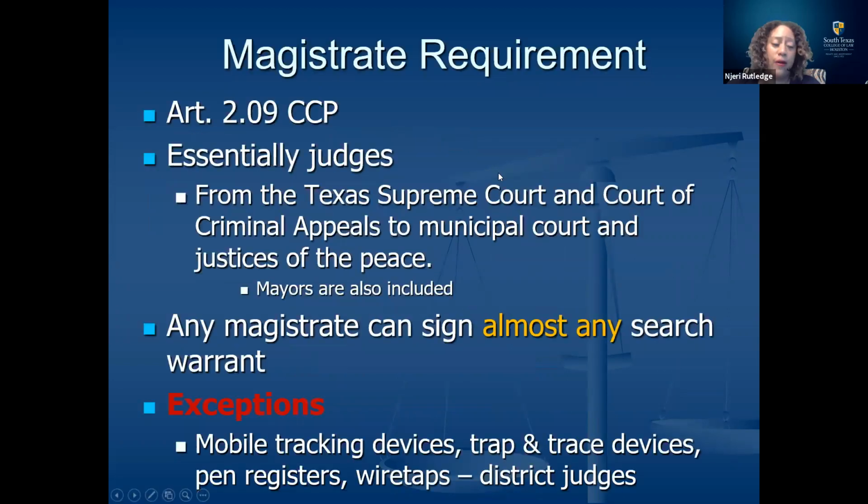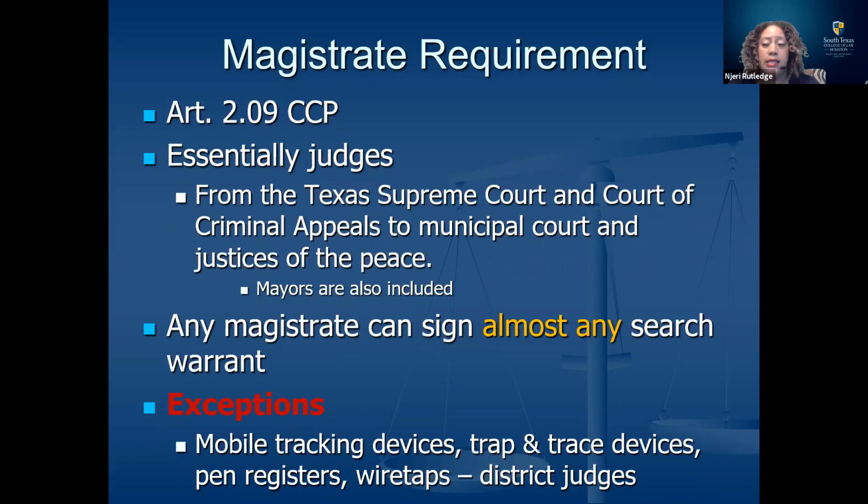Texas search warrants are covered under Article 18 of the Code of Criminal Procedure. In Texas, you've got to have a magistrate. A magistrate, for our purposes, is essentially a judge. It can be a municipal court judge. It can be a judge from the Texas Supreme Court, Court of Criminal Appeals. That part doesn't matter. Keep in mind, for some of the smaller jurisdictions in Texas, it also includes mayors. So yes, a mayor can also sign off on a search warrant.